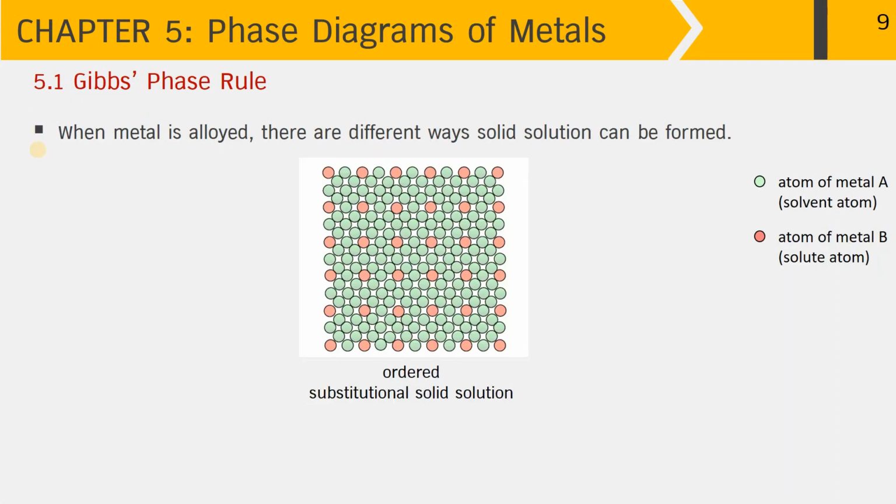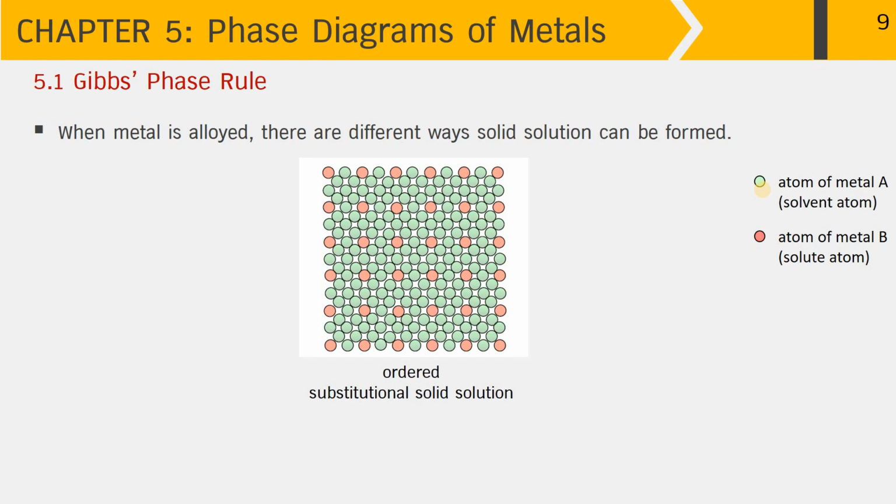And when the metal is alloyed, it means when you put one type of metal into another one. For example, when you put 10 weight % of nickel mixed into the copper, and that is copper alloyed. But then on the other hand, when you put 10% of copper into nickel, it is now nickel alloy. Or it means the nickel is alloyed with 10% copper. So when the metal is alloyed, there are different ways solid solution can be formed.